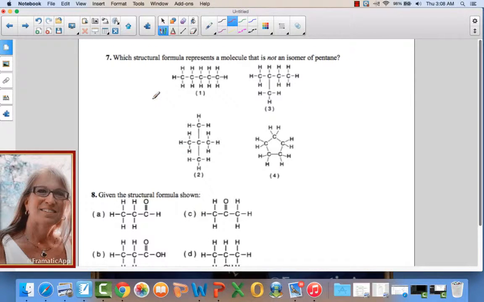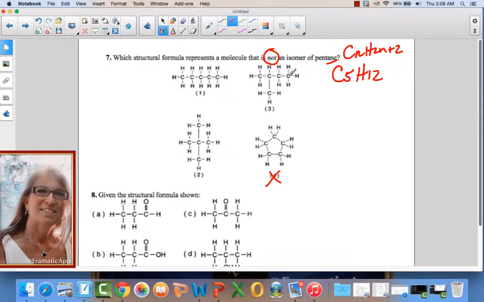Which structural formula represents a molecule that is not an isomer of pentane? Not. So pent is C5, ane is all single bonds, so again it fits the formula CnH2n+2, so we need 12 hydrogens. 5 C's, 2, 4, 6, 8, 10. That's not it.